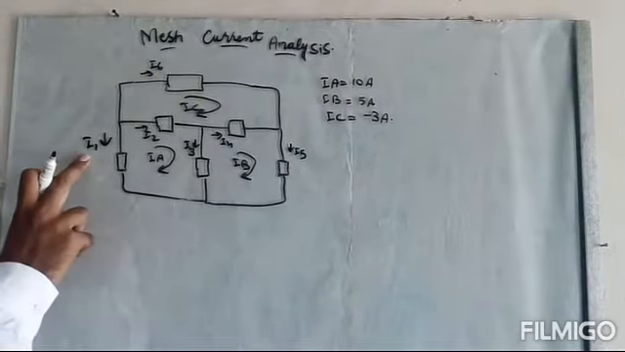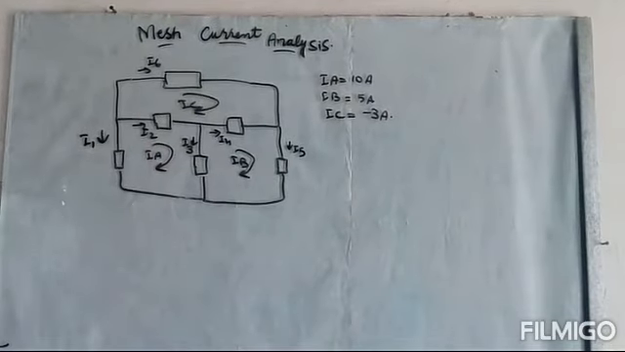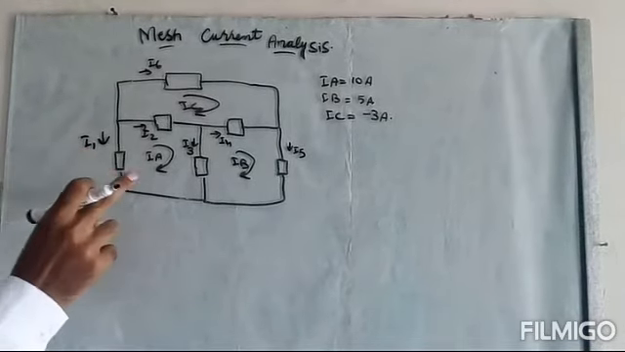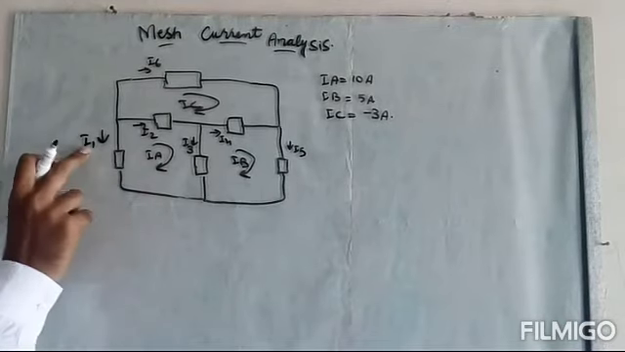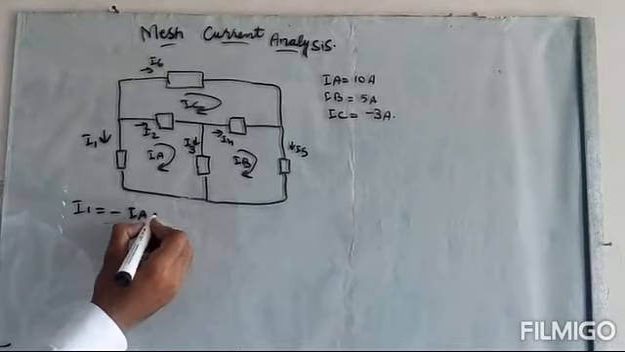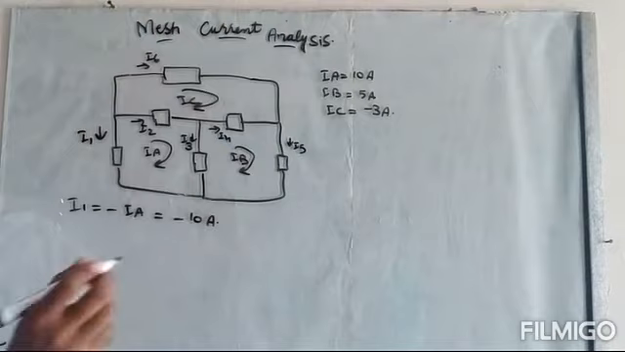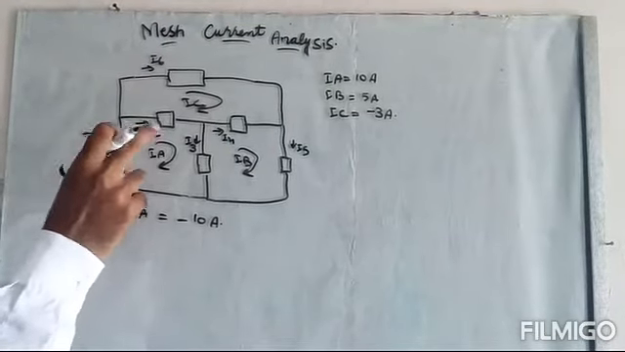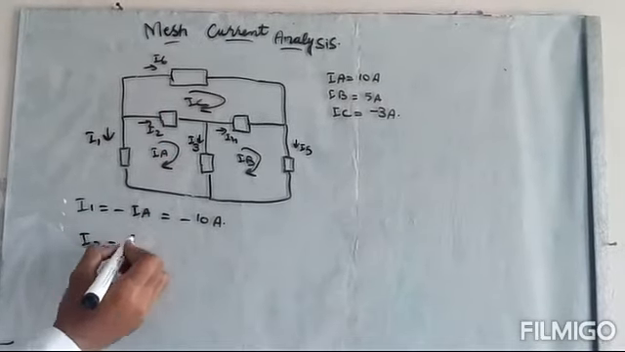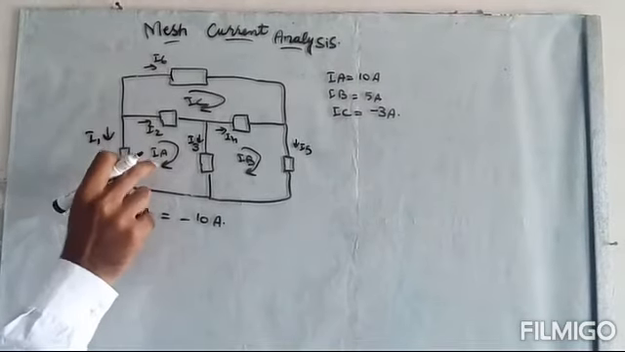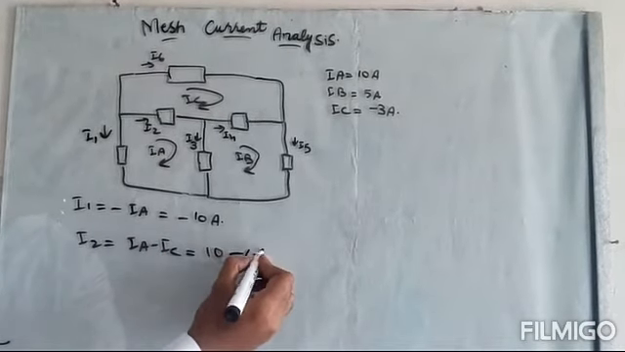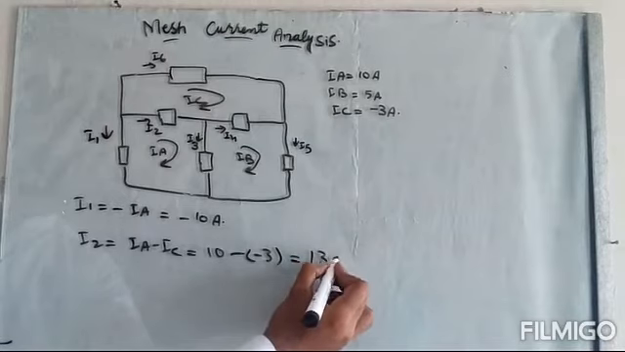Now we want to find the currents I1, I2, I3, I4, I5 and I6, the currents of these elements. So the current I1 is the negative of IA. So I1 is equal to minus IA, so it will be minus 10 ampere. The element of I2 is shared in two meshes, so I2 will be equal to, the direction of I2 is the same as the direction of IA, so IA minus IC. IA is 10 and IC is equal to minus 3, so it will be 13 ampere.